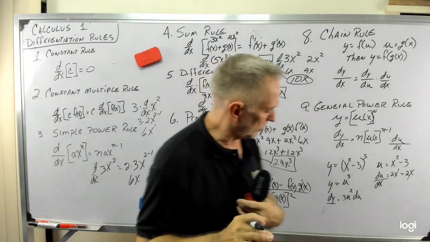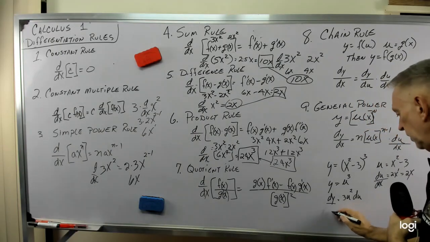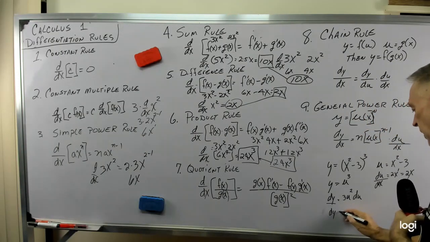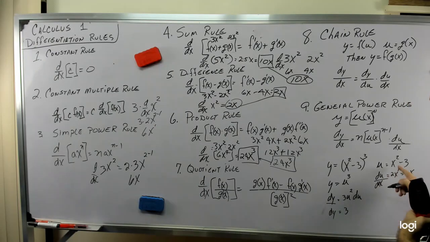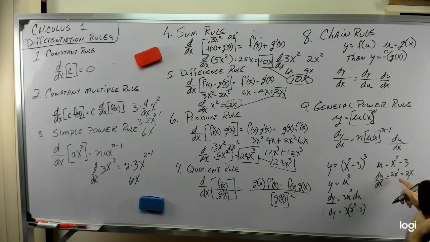Okay, so we're in the u world. We need to go back to the x world. So dy equals 3u, which was x to the second power minus 3, times du dx, which was 2x. So now 2x times 3 gives me 6x, times, oh, I left the exponent off, to the second power. So x to the second power minus 3 squared.